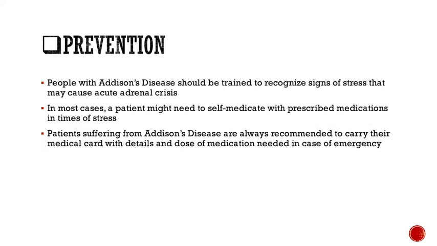Prevention. People with Addison's disease should be trained to recognize signs of stress that may cause acute adrenal crisis. In most cases, a patient might need to self-medicate with prescribed medication in times of stress. Patients suffering from Addison's disease are always recommended to carry their medical card with details and dose of medication needed in case of emergency.